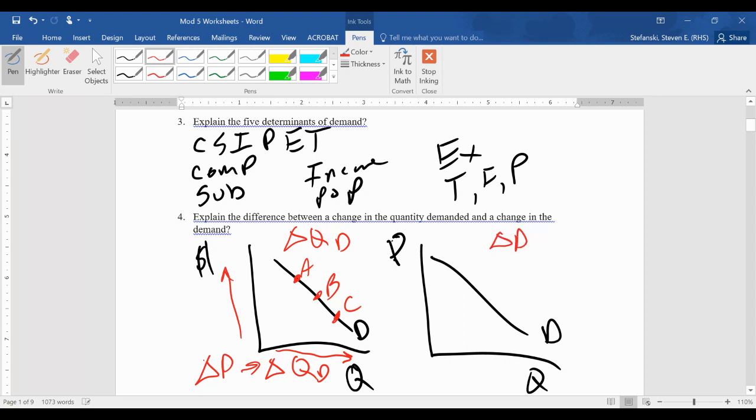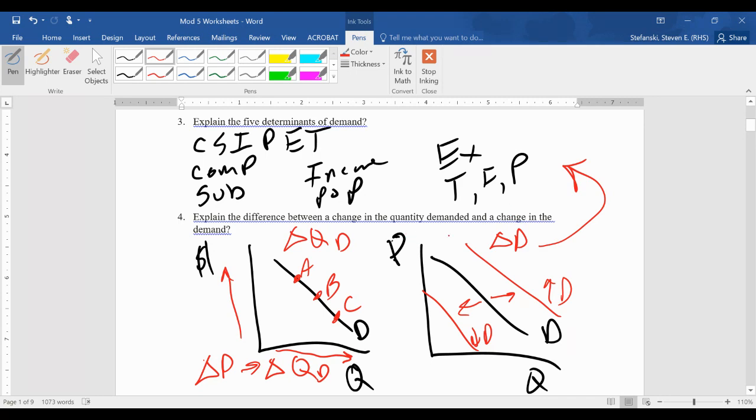Now, a change in demand would be a shift. Shifting right would be an increase in demand, or shifting left would be a decrease in demand. This shifting is caused by all of the things from question 3, the determinants of demand. Remember, determinants of demand shift. Price can change and the movements will be along the demand curve. That's the quantity demanded change. When the demand curve shifts right or left because of the determinants, that's a shift, a change in demand. Okay, so that's worksheet 5.1.